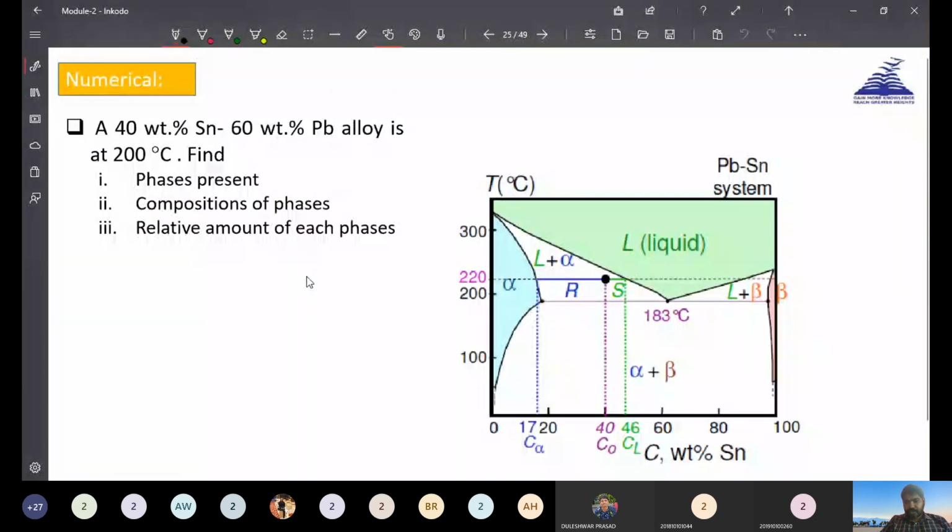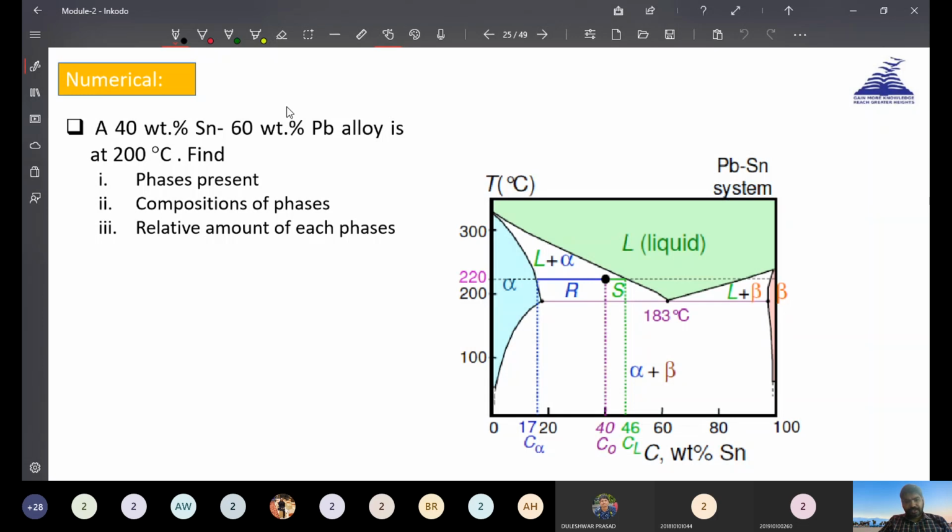Okay, so now we will see one of the questions. We have already seen many questions in the isomorphous system, but here also we can calculate whatever we have calculated in the isomorphous system. The same things we can calculate in this eutectic system also. So let me show you the example. We have already discussed this in detail when talking about the isomorphous diagram, but still I'm going to do one numerical problem on this binary eutectic phase system.